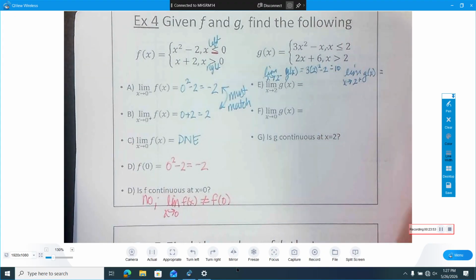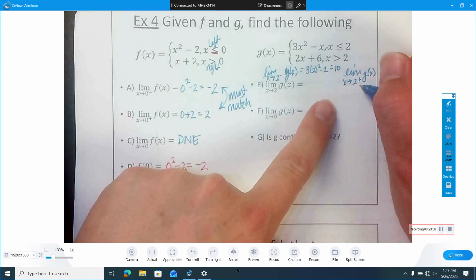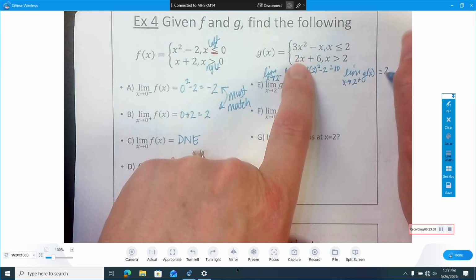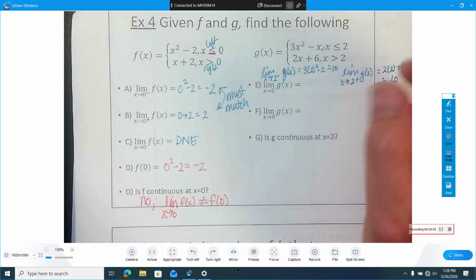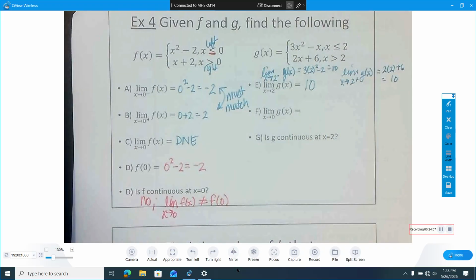4 times 3 is 12, minus 2 is 10. Good. And then from the right side, that is our bottom equation. So 2 times 2 plus 6, which is also 10. Okay, do they match? Yep. All right, so since they match, we know that the limit from both sides is 10.